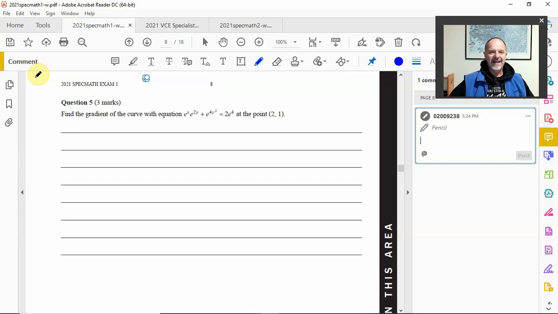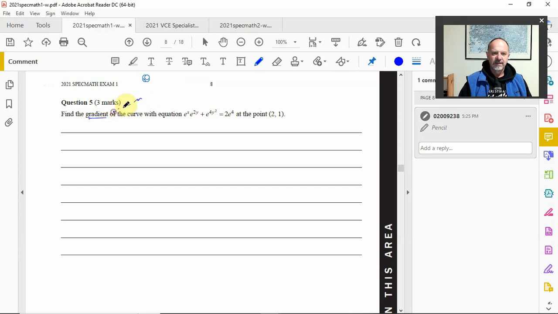Okay, here we are back at question 5 this time of the 2021 Specialist Maths Exam 1, VCAA. It says find the gradient of the curve with a particular equation at a point. So gradient means dy/dx. When we've got the equation, we need to differentiate it and then do a substitution later. But first of all, we're going to differentiate it.